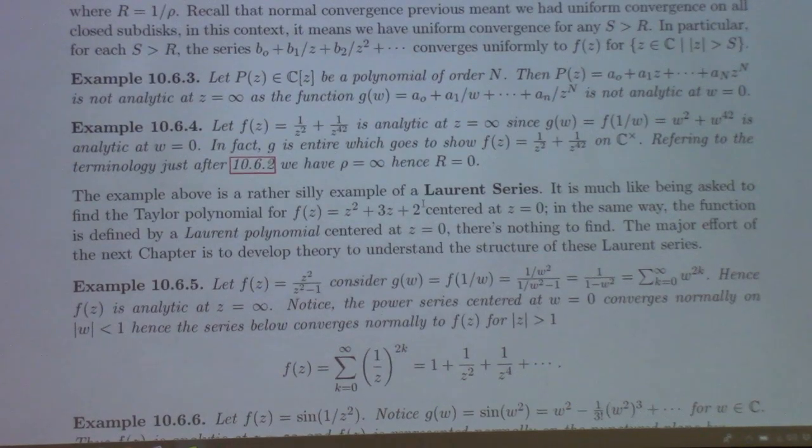Here's an example. z squared over z squared minus 1. If we look at the 1 over w, we get this, which gives us that. But then that, by the geometric series, is this, right? So, lo and behold, this guy is holomorphic, or as I'm saying here, analytic at infinity.